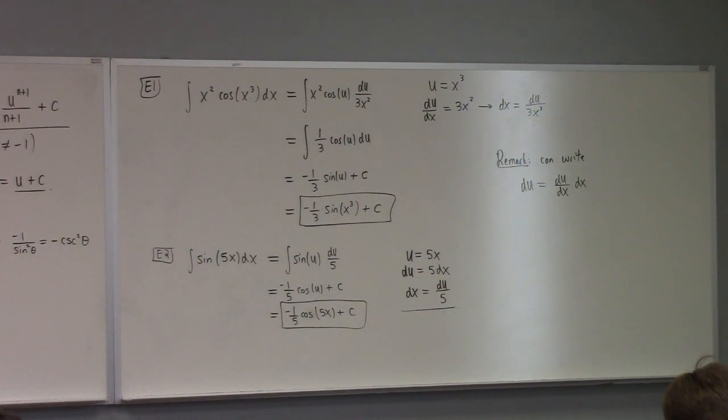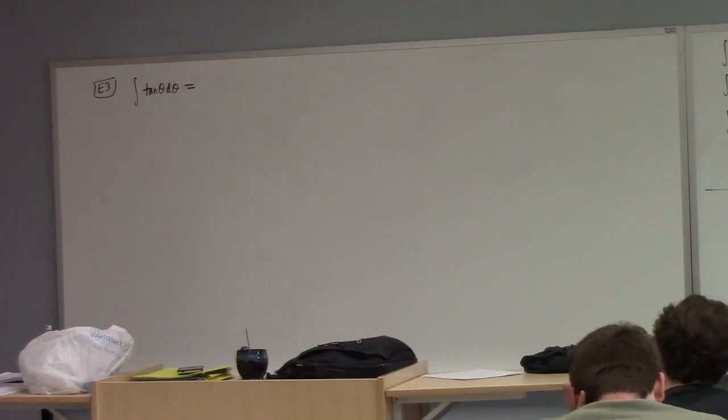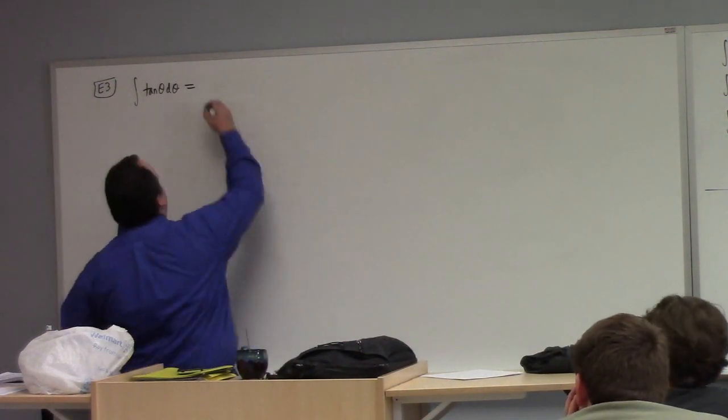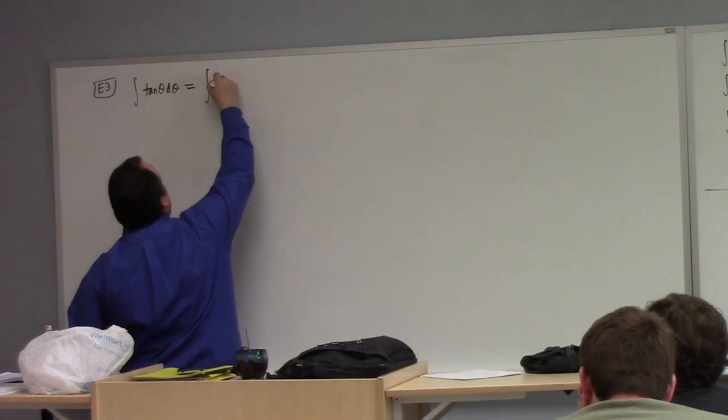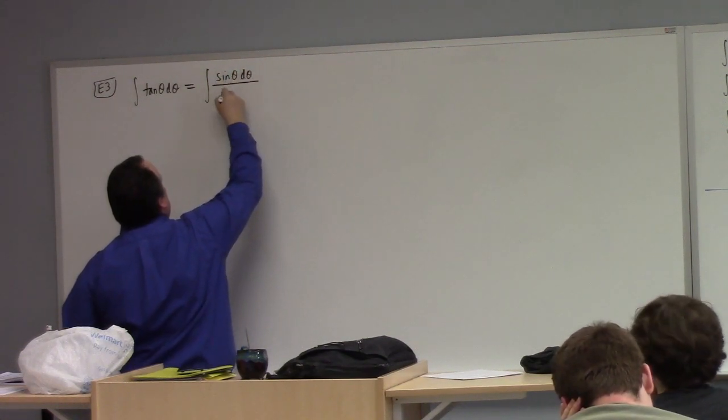So any ideas, guys? What should we do here? Change tangent to sine over cosine. That sounds like a marvelous idea. And then what? That's where I take over. So we get sine theta d theta over cosine theta, right?